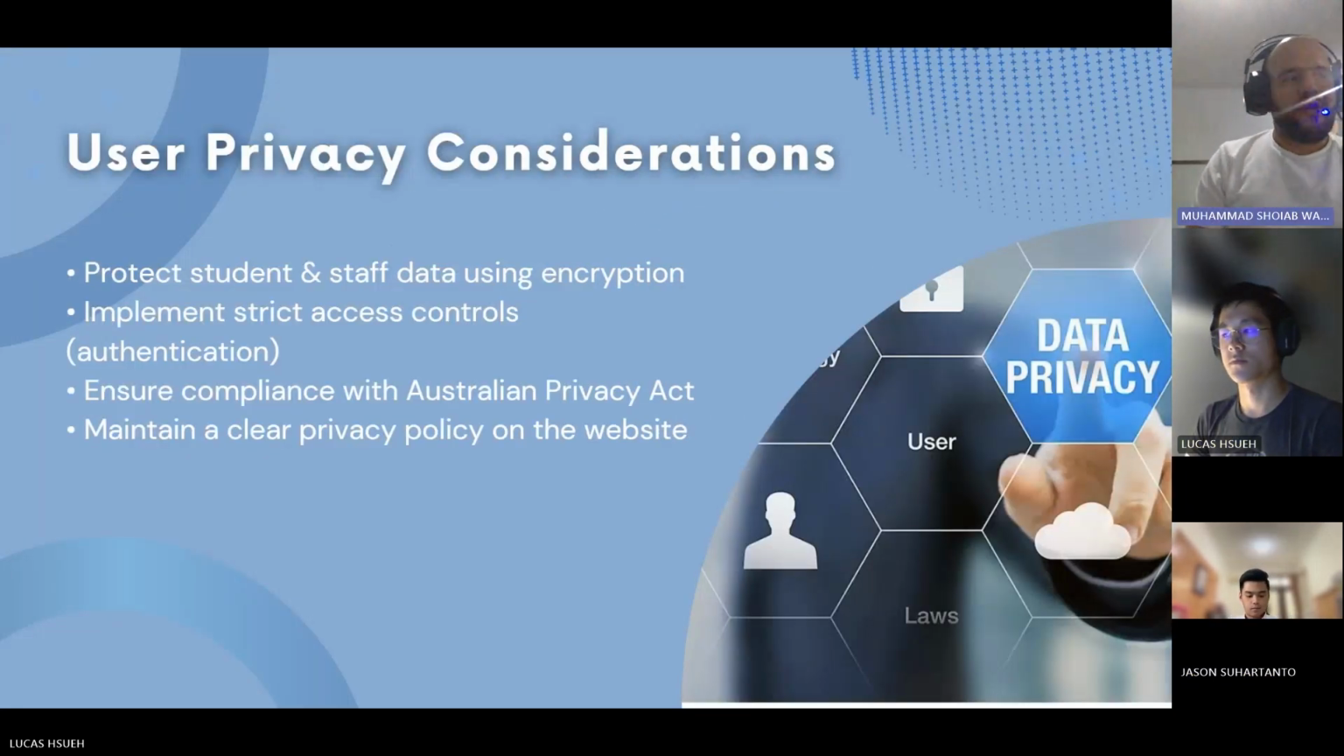When we are talking about user privacy considerations, it is crucial when we're dealing with the university website, especially since it handles student and staff data. Here we ensure user privacy in our project. A key point that we covered is that data stored in the system will be encrypted to prevent unauthorized access. Only authorized users should access sensitive information. We plan to use multi-factor authentication to secure logins. We followed the guidelines from the Australian Privacy Act to ensure compliance. The website will have a privacy policy page explaining how user data will be collected, stored and used.